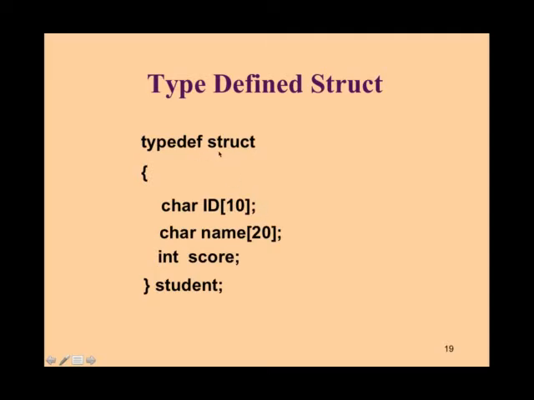Here, I say typedef struct, char ID[10], char name[20], int score, and then Student. Now, this is actually a struct type.